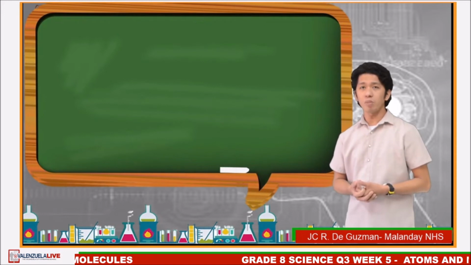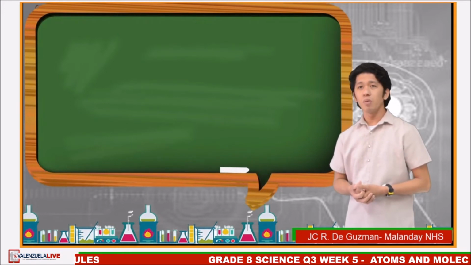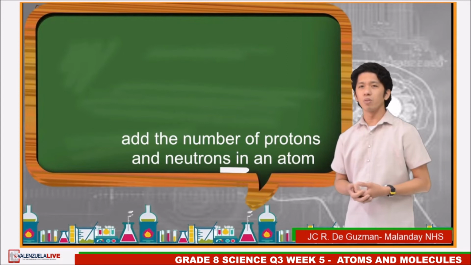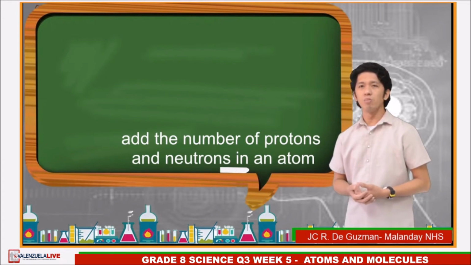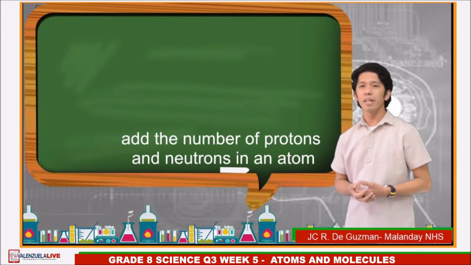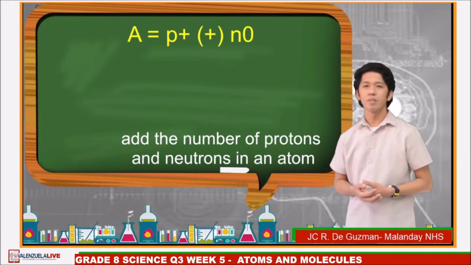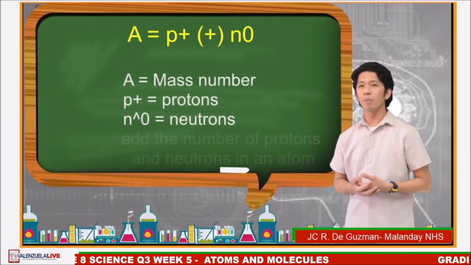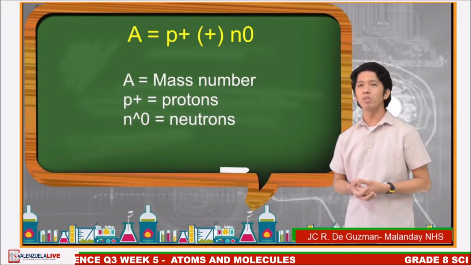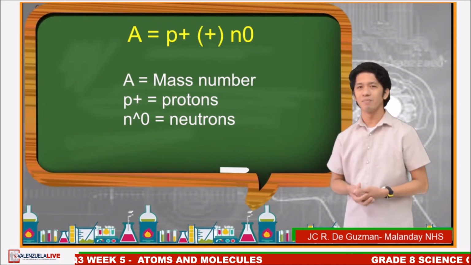Okay, so for us to be able to get the mass number, we just need to add the number of protons and neutrons in an atom, which is represented by this formula, wherein A stands for mass number, P for protons, and N for neutrons.